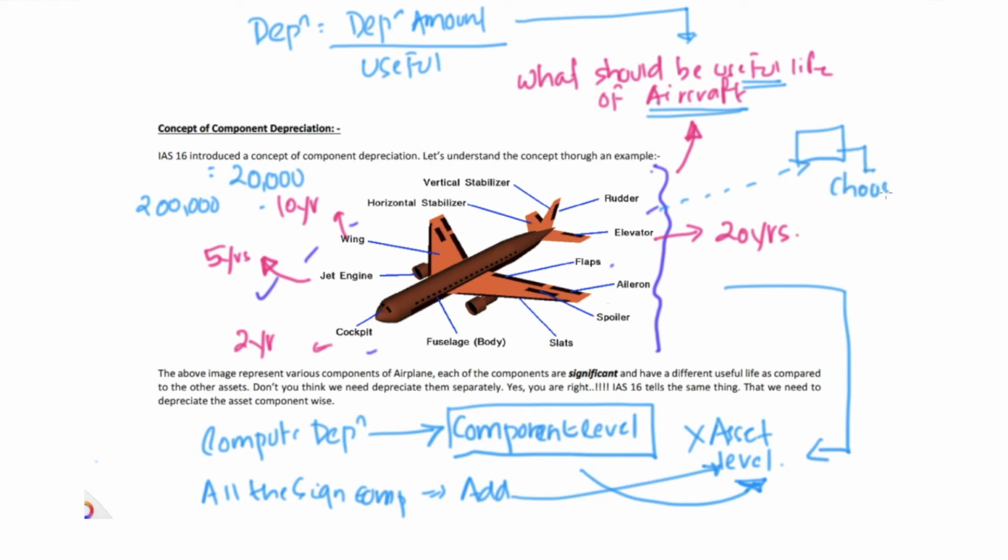Choose one of them which looks significant from the insignificant bucket, and depreciate the entire insignificant component based on the chosen significant component, which means the significant component will represent the entire population. It will show that this represents the entire population of insignificant components, and we will depreciate insignificant components accordingly.